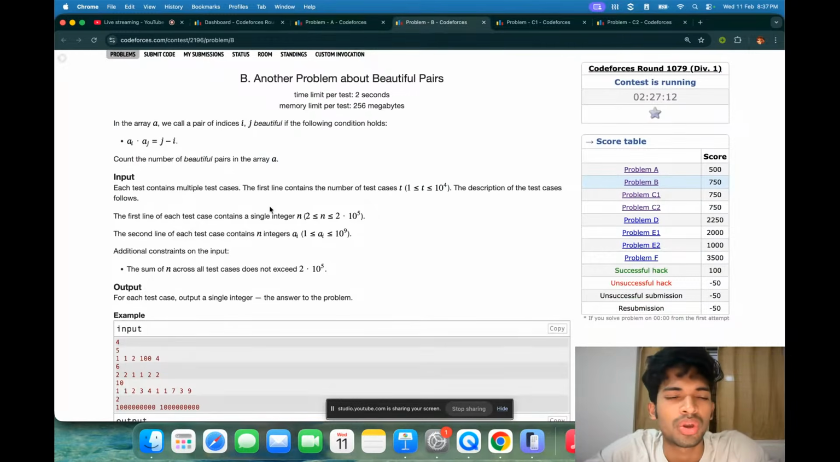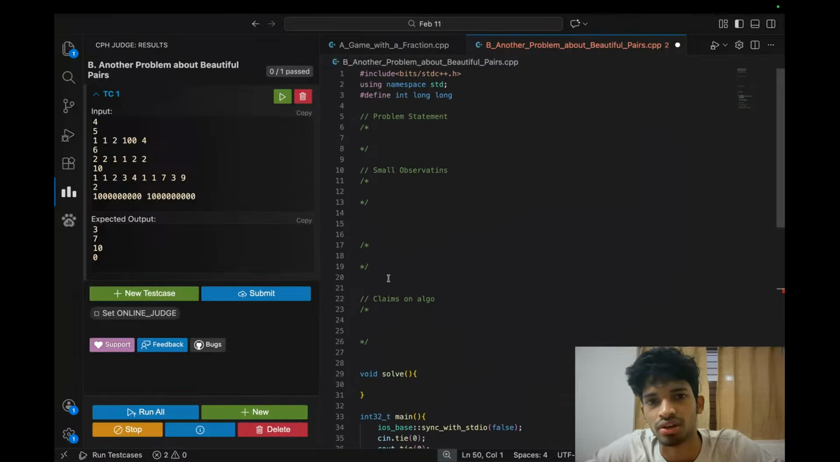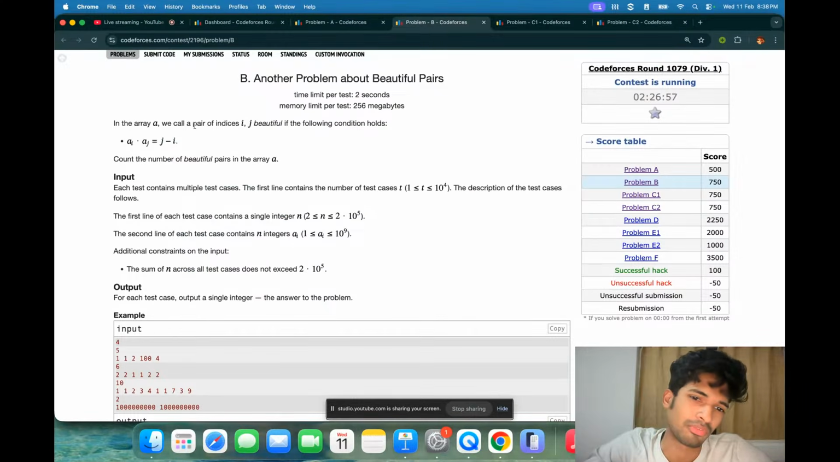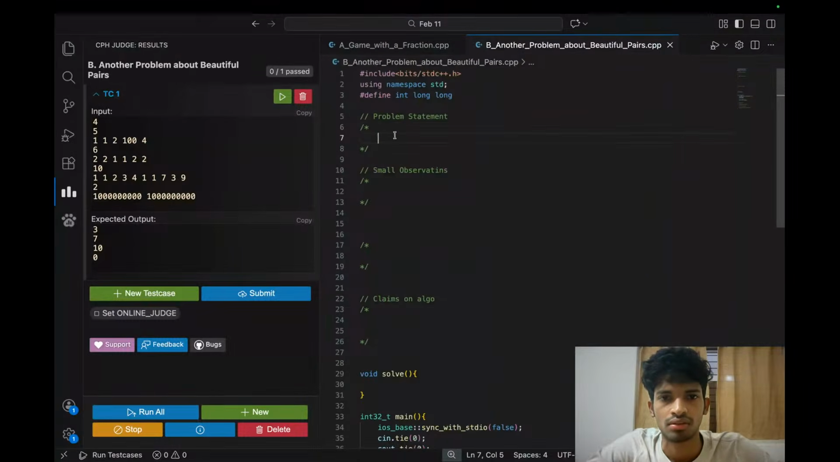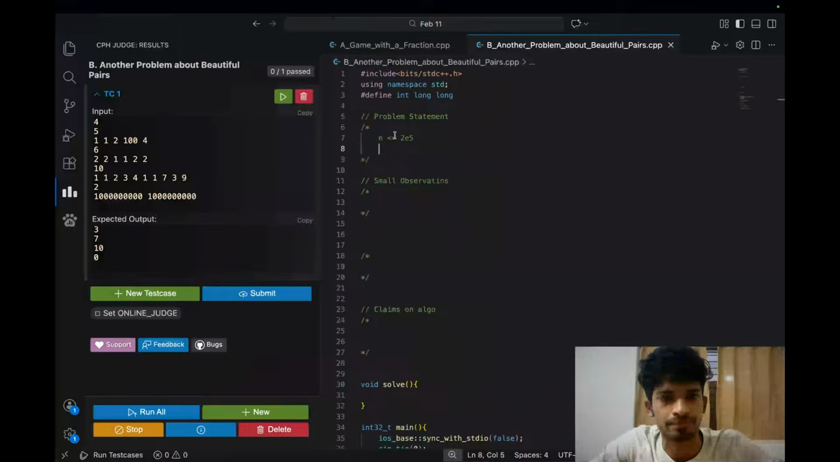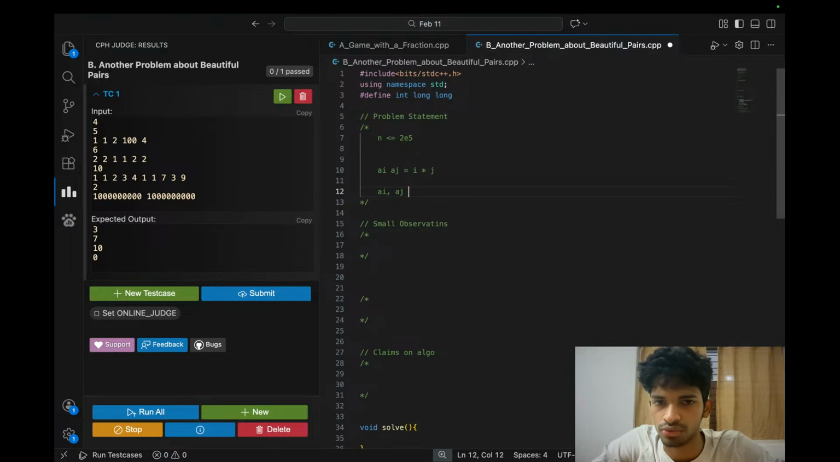In the array, we call a pair of integers, indices I comma J, beautiful if the following condition holds. Count the number of beautiful pairs in the array. This is a more direct problem. Let me try this one before getting stuck on A. We want the number of beautiful pairs, count of beautiful pairs, right? Ai times Aj equals I times J. Ai comma Aj values are less than or equal to 1e9.